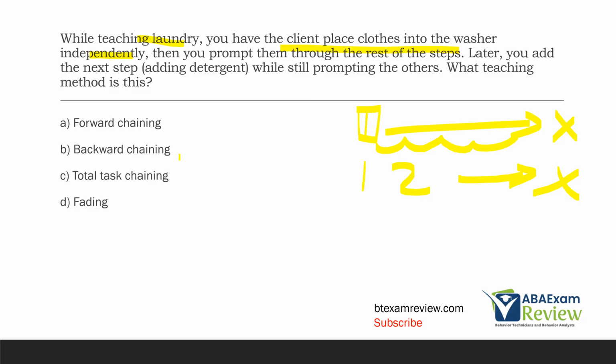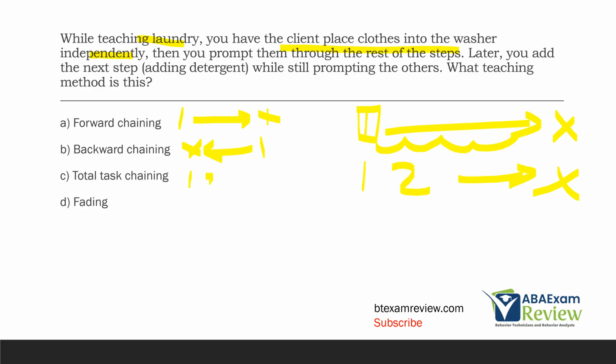Chaining should be pretty straightforward, right? We know with the task analysis, we are breaking down the behavior into steps. We're now going to use a chain to teach those steps. That chain can be forward, backward, or total task. Forward, we're going to start with that first step and go through. Backward, we're going to start with the last step, right? And then go back through.